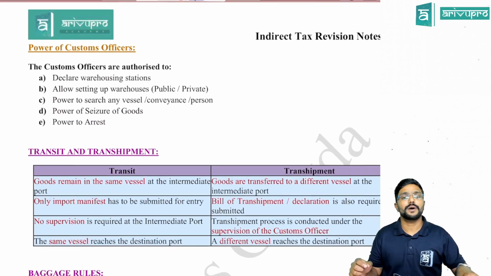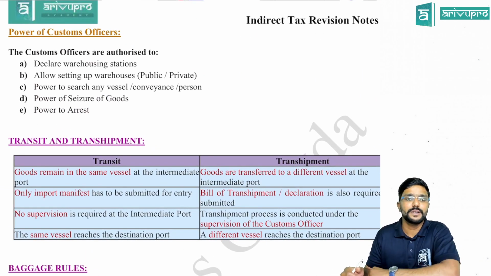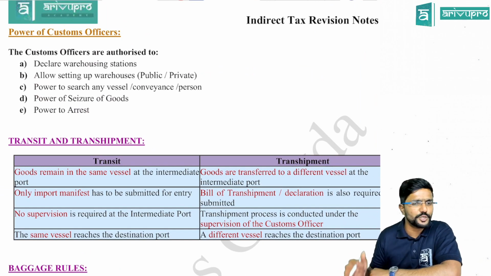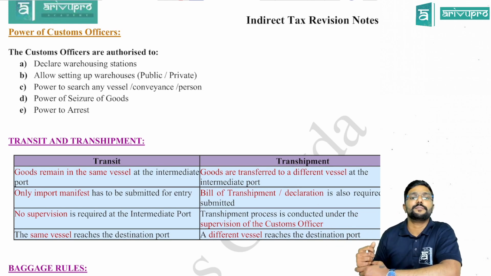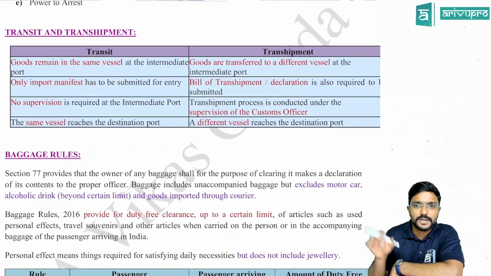Then coming to powers of the customs officer. Under the Customs Act, the customs officer has the following powers: declare warehousing stations where they have to be set up, then allow setting up of warehouses, whether public or private, that means they will give the license. Power to search any vessel, conveyance or person in that, or power to seize any goods in the vessel or conveyance. Then power to arrest any person if there are any illegal activities conducted.